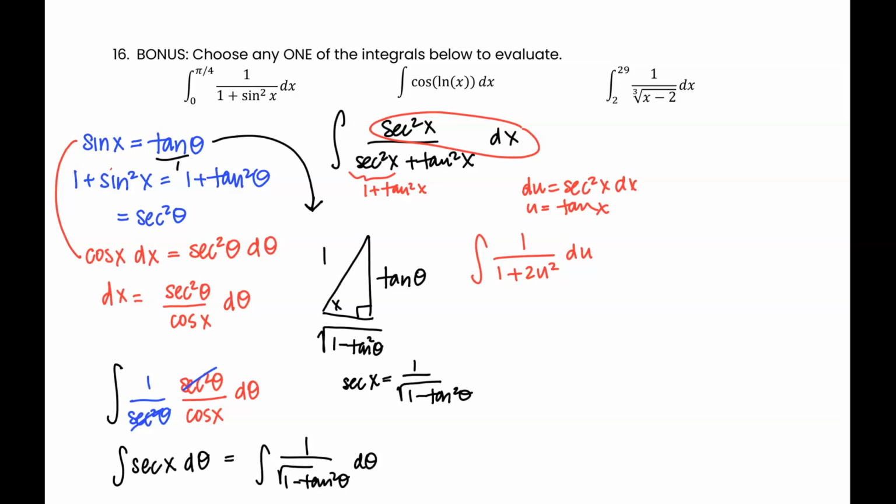Tangent of pi over 4 is 1. Tangent of 0 is 0. Ooh, she's looking cute.